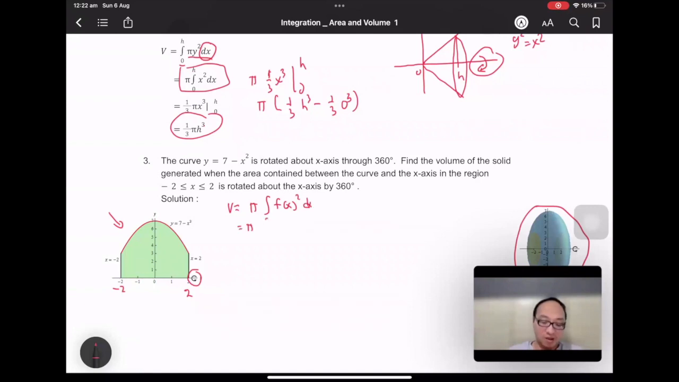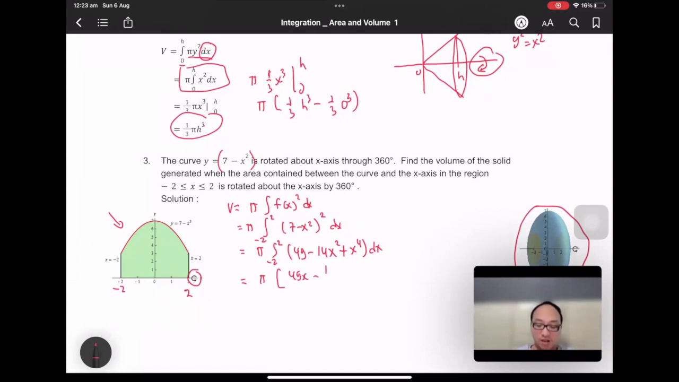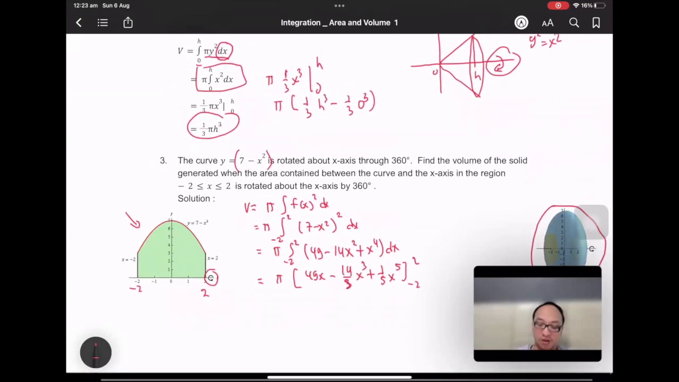So pi times the integral between -2 until 2. You can use it directly because both of them are in the positive y-axis. So the y is 7 minus x squared, squared, dx. And I can expand this: from -2 until 2, 49 minus 14x squared plus x to the fourth dx equals pi times 49x minus 14/3 x cubed plus 1/5 x to the fifth, between -2 until 2. So I can just calculate it.